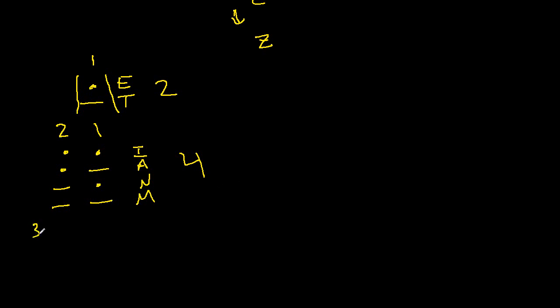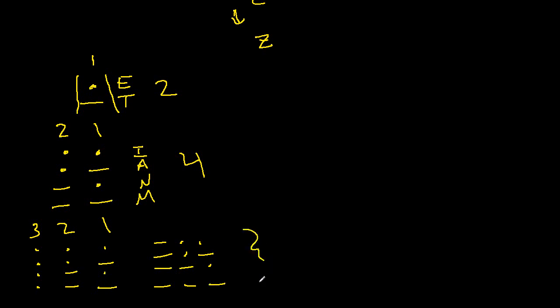Right? So let's say we have three columns. Well, we can do a dot, dot, dot, a dot, dot, dash, a dot, dash, dot, dot, dash, dash. I'm running out of space here. A dash, dot, dot, dash, dot, dash, a dash, dash, dot, and a dash, dash, dash.